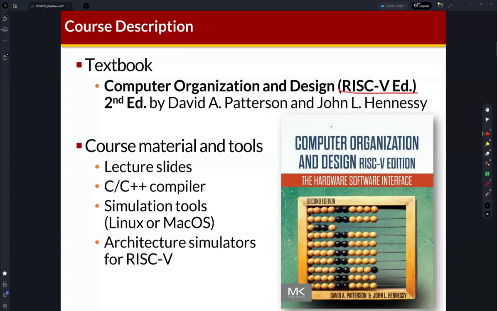And in order to understand the processor architecture, the best way is to design your own processors. That's why we have several design labs for processor architecture. We will use several simulation tools that run on the Linux operating system or Mac OS, and I will introduce the architecture simulators.